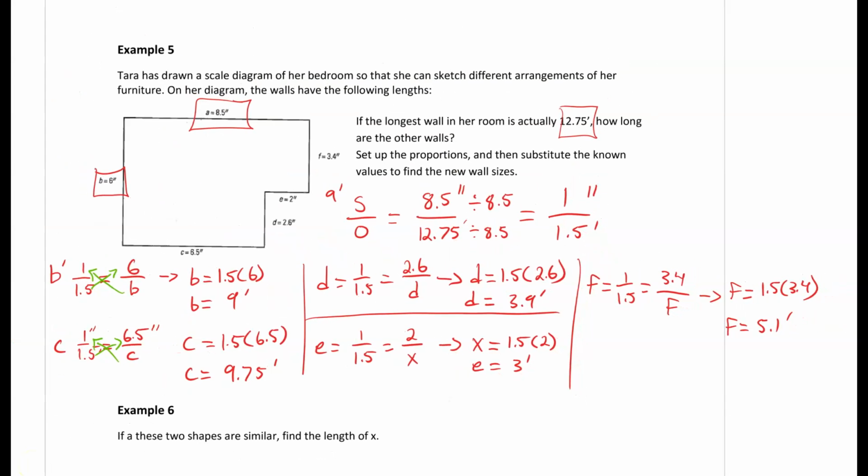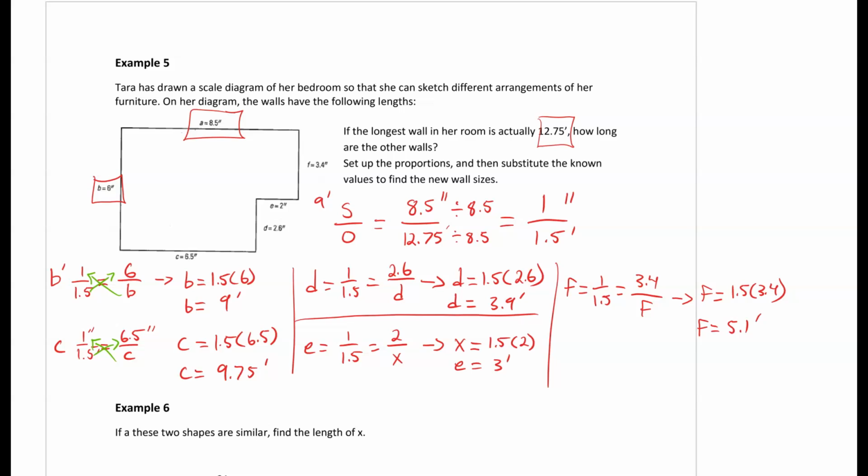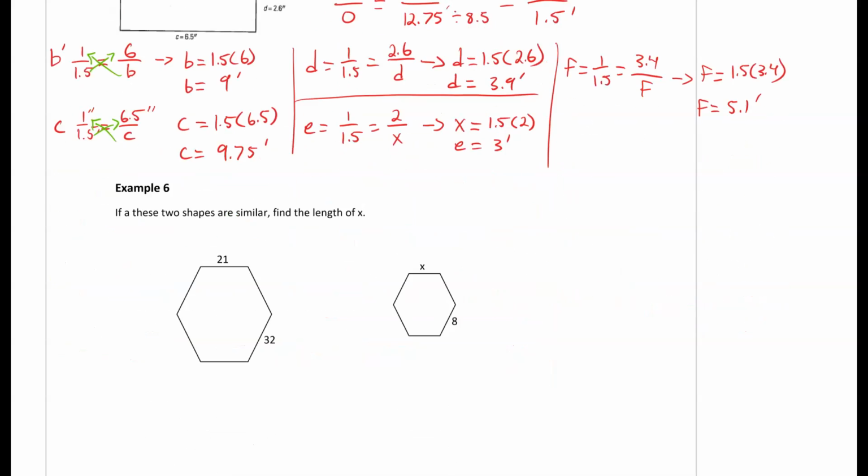Now, what we should walk away with as an understanding is that if we know that the dimensions are all drawn correctly and the shapes are similar, if we have two corresponding sides, so our 8.5 inches and our 12.75 feet, these can set up our scale factor to calculate for all of the missing lengths that we don't know. And that's just from knowing two sides that are corresponding.